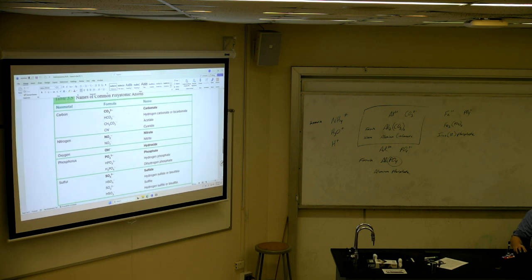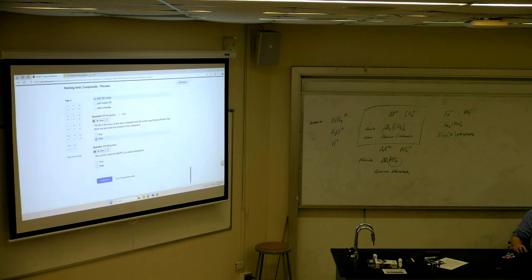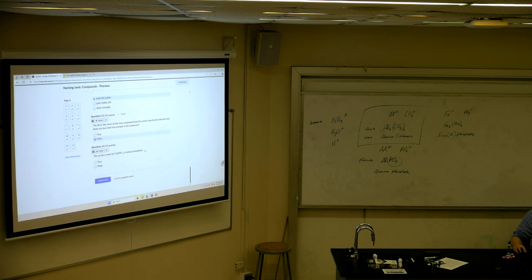HPO4, that's in here. HPO4 is hydrogen phosphate. So this should be calcium hydrogen phosphate. There's actually the word hydrogen in here. The name of HPO4 is hydrogen phosphate. So you would just write hydrogen phosphate instead of just phosphate. So that's false. Let's see how I did.